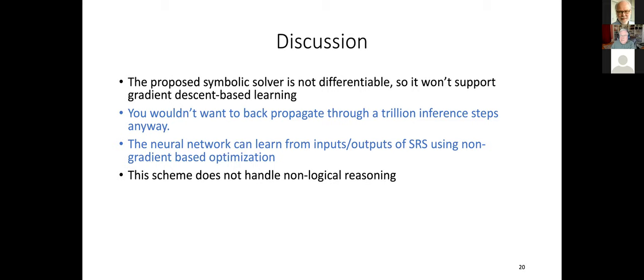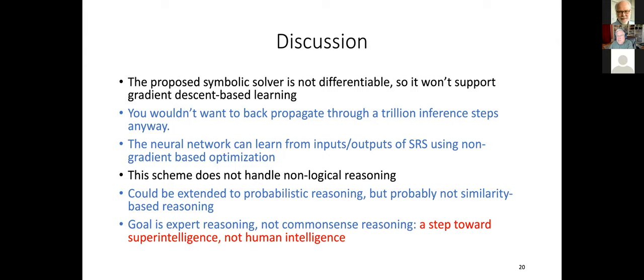Another is that the scheme doesn't handle non-logical reasoning. I suspect it can be extended to sound probabilistic reasoning, Bayesian net type reasoning, but not similarity reasoning, because that's really what the neural net is good for.